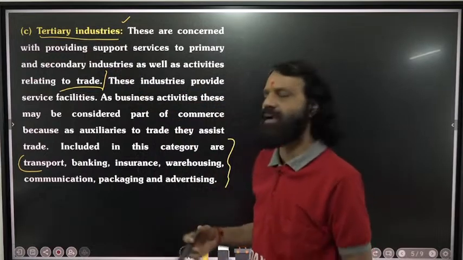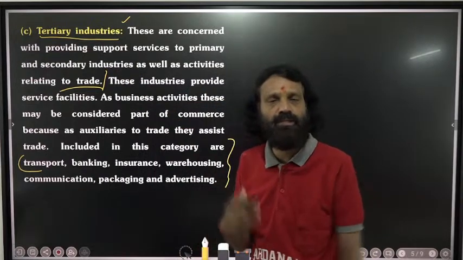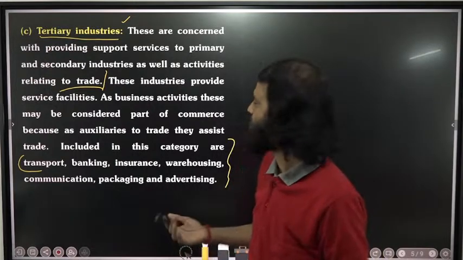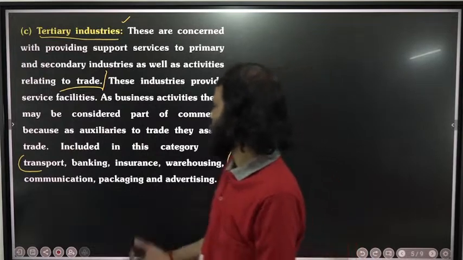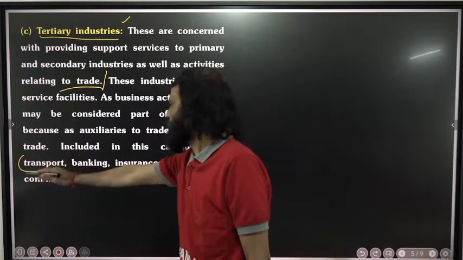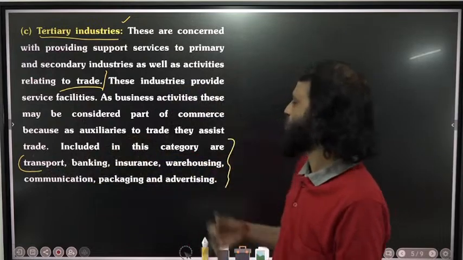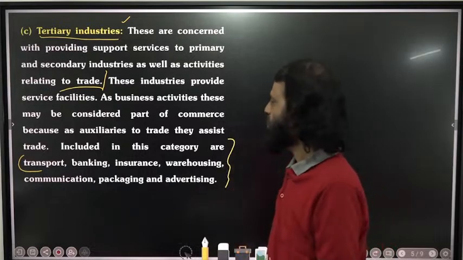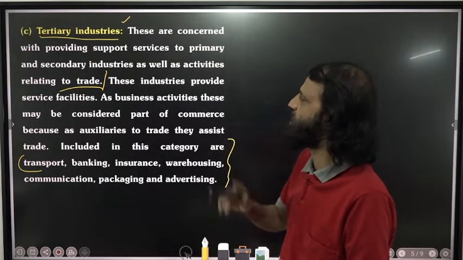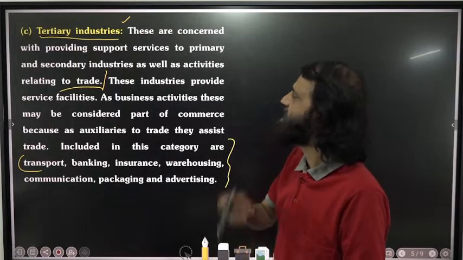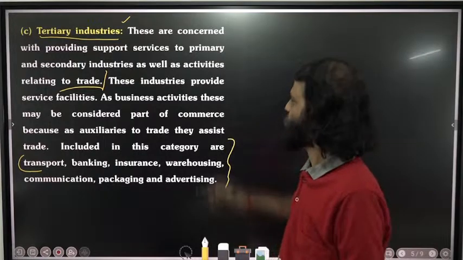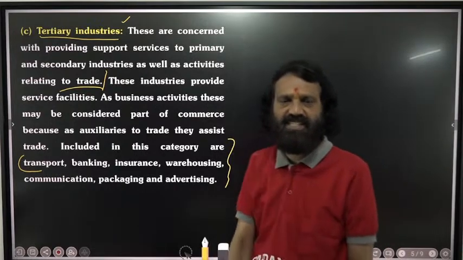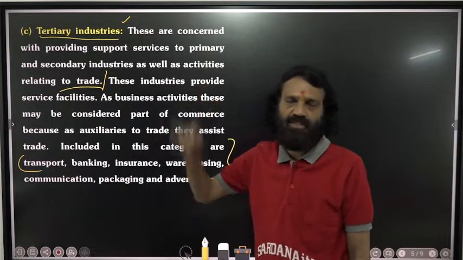All these sectors have to work together, then only will business flow, nourish or develop in an economy. So we cannot ignore transport, banking, insurance, warehousing, communication, packaging and advertising, marketing, all those. All those must be done for the promotion of primary industries and the secondary industries. So I trust you understood what primary industries, secondary industries and the role of tertiary industries are.